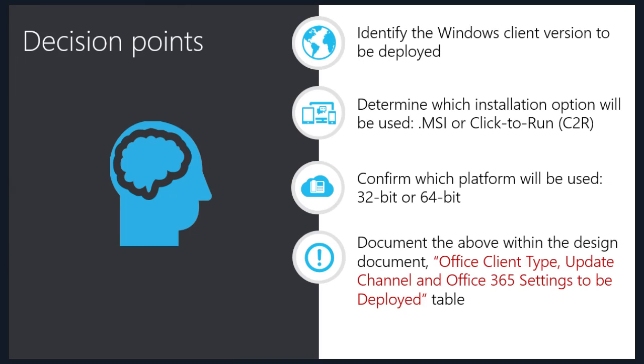After the discussion, you need to update the design template with your findings and the decisions. Basically, you need to come up with a decision for the Windows client version to be deployed, the installation option that will be used, either MSI or click-to-run, and finally, whether to deploy 32 or 64-bit of the Office. You need to capture this information into the corresponding table in the design guide.